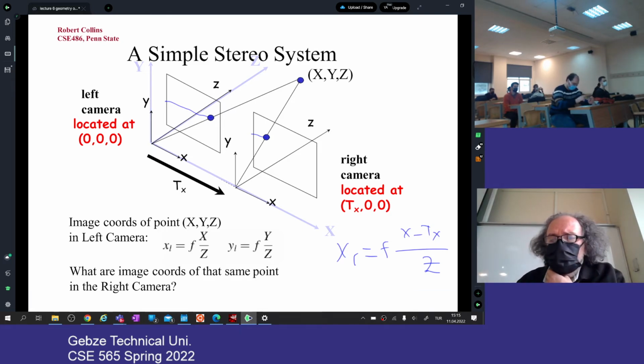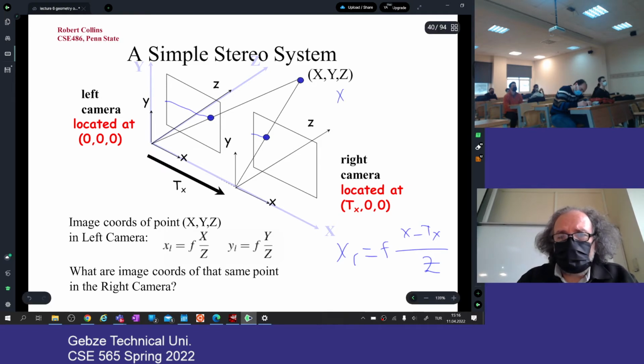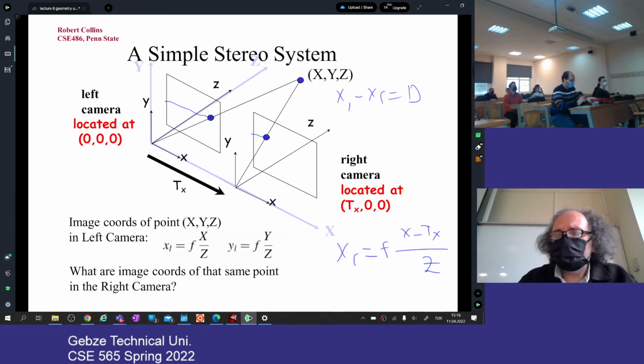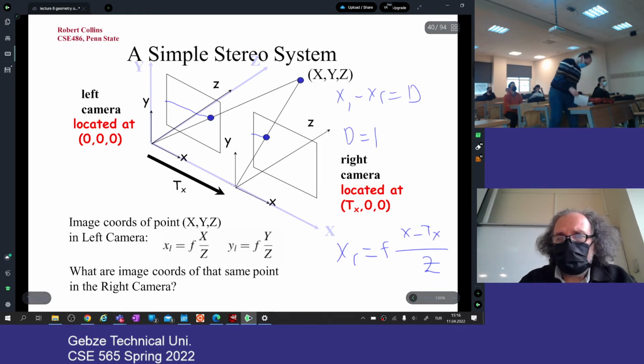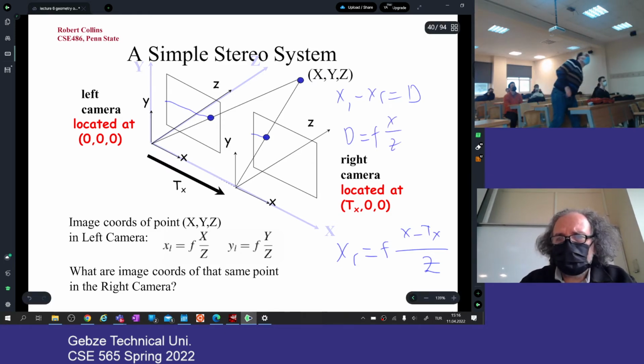Okay? Tell me what xl minus xr is. xl minus xr is what? Disparity, right? It's the difference between these 2 points. Disparity. It is something that I am looking for. Let's write it then. So if xl minus xr is disparity, then disparity is equal to f times, what is xl? x over z, minus f times (x minus tx) over z.